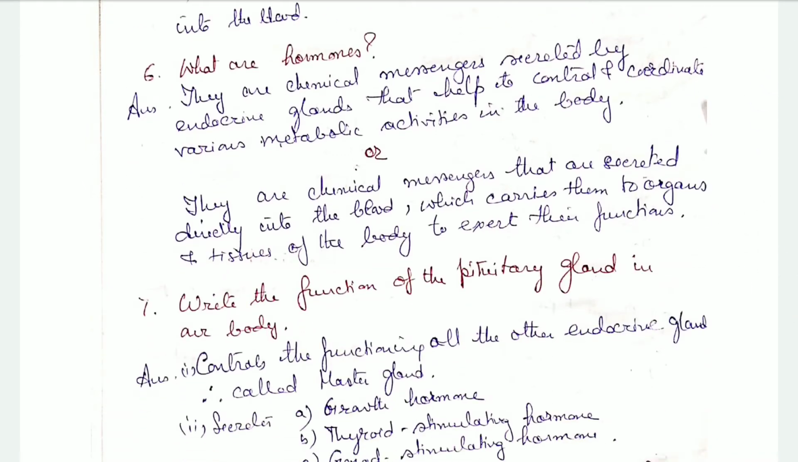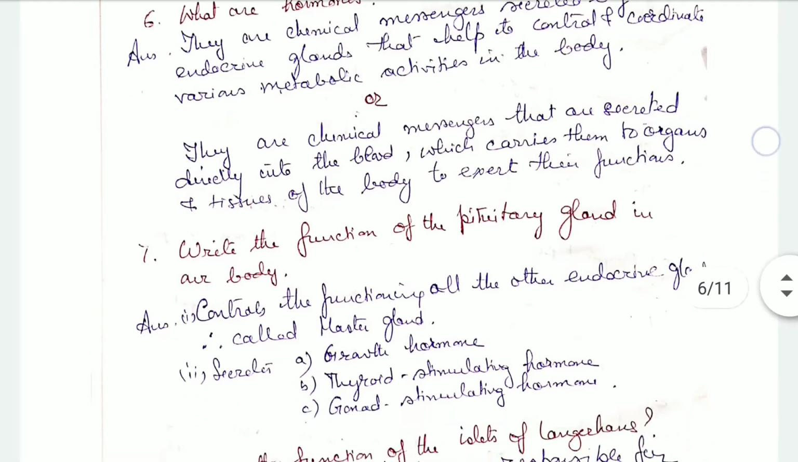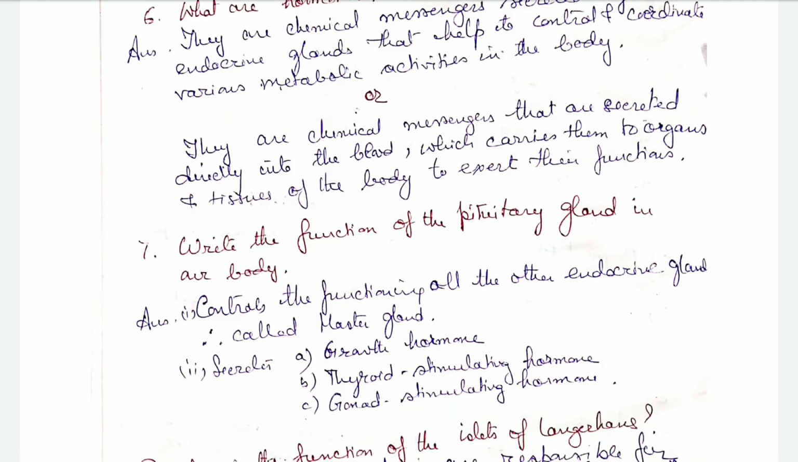What are hormones? They are chemical messengers secreted by the endocrine glands that help to control and coordinate various metabolic activities in the body. Or they are chemical messengers that are secreted directly into the blood, which carries them to organs and tissues of the body to exert their function. You can write any of the definitions. So, two hormonal definitions are there. One is a chemical messenger secreted by the endocrine glands that helps control and coordinate various metabolic activities in the body. Another is a chemical messenger secreted directly into the blood, which carries it to the target organs and tissues of the body to exert its functions.